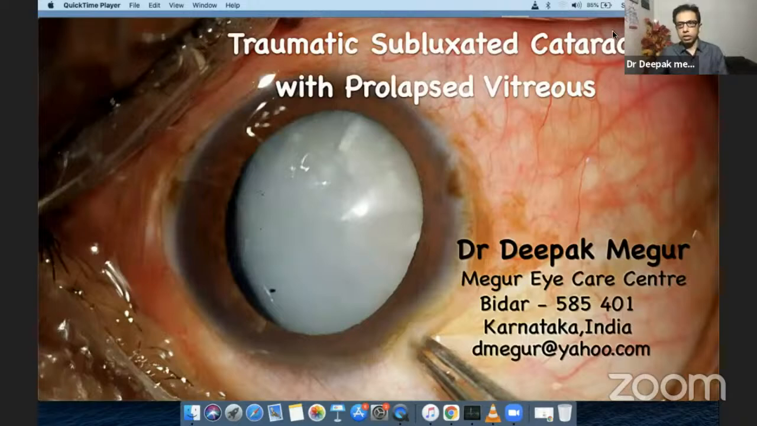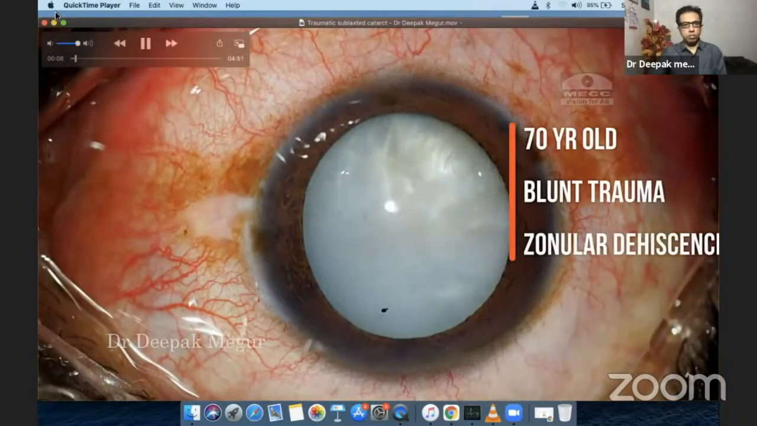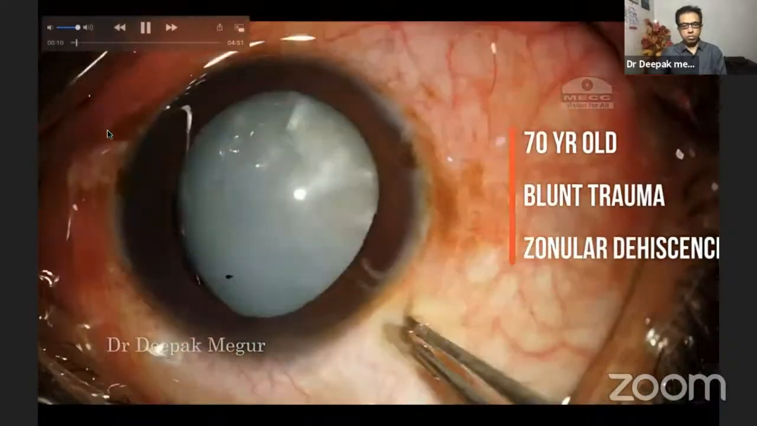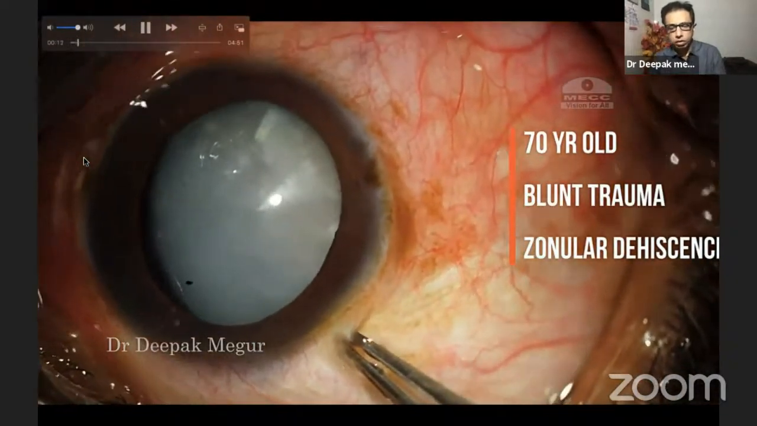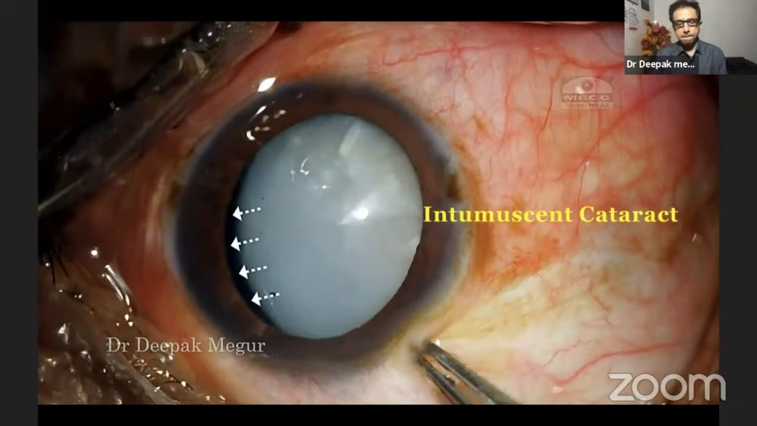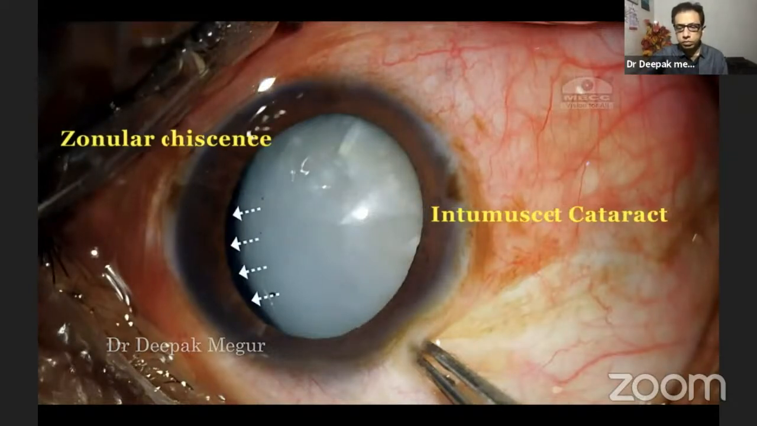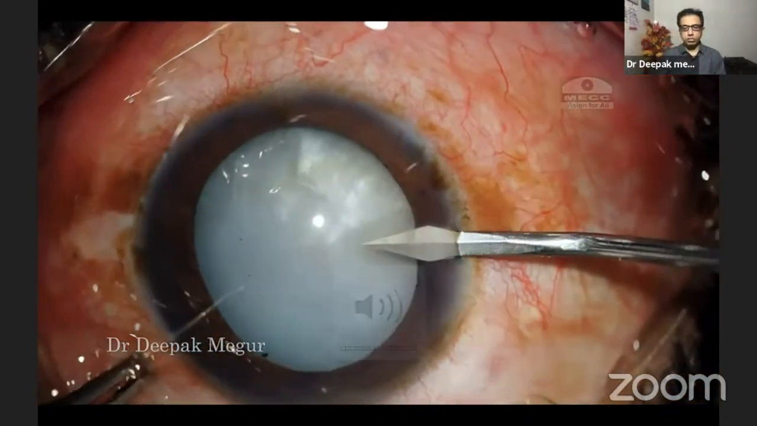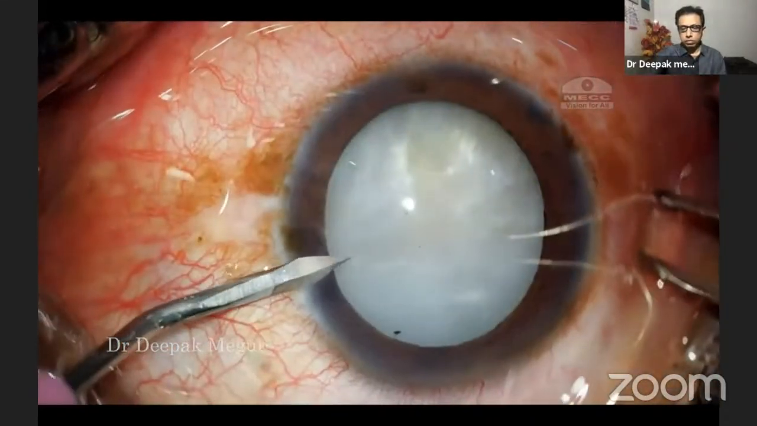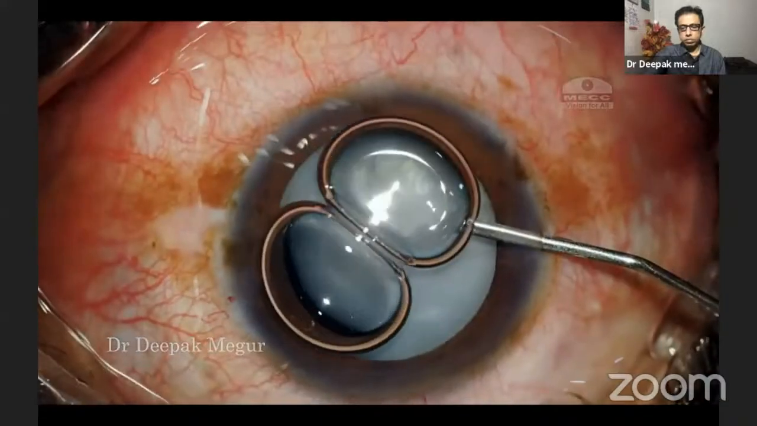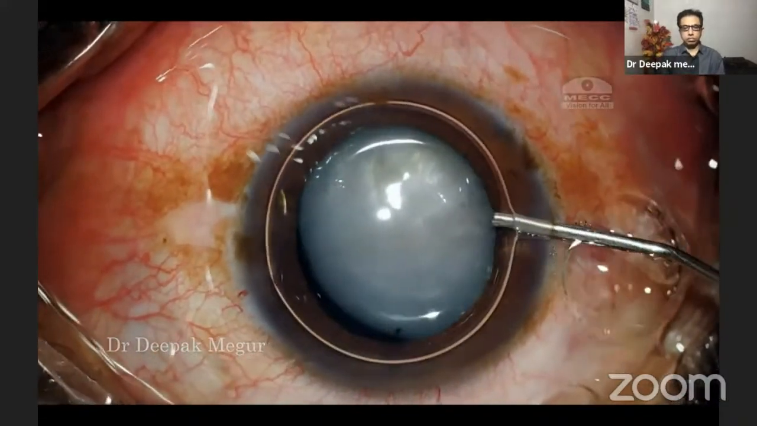Hi, I'm Dr. Deepak Meghur, and today I'll be sharing with you a case about a 70-year-old man who had sustained blunt trauma many years back. Now he has an intumescent cataract with around 3 to 4 clock hours of zonular dehiscence. So I begin my case by doing 2 small paracentesis. At this stage, I'm not sure whether there is vitreous prolapse or not.